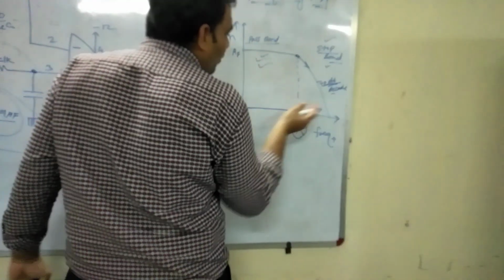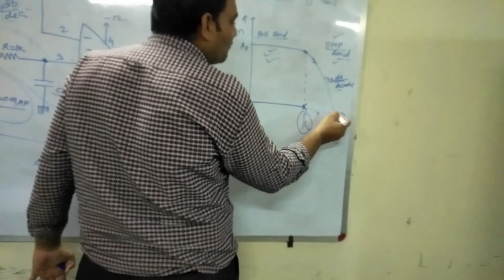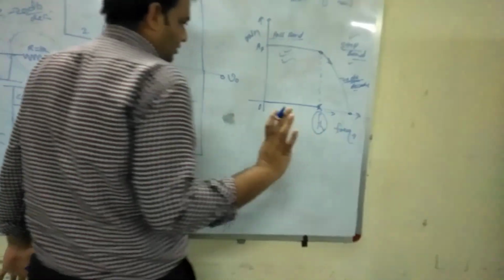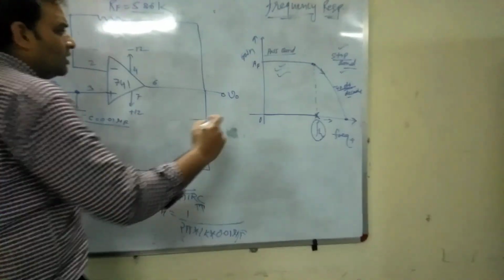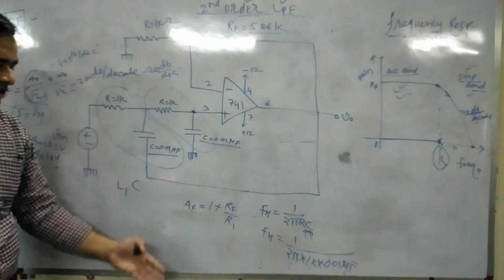As your frequency increases, your gain is going to decrease. At one frequency you will get zero gain. So this is the frequency response of second order low pass filter.